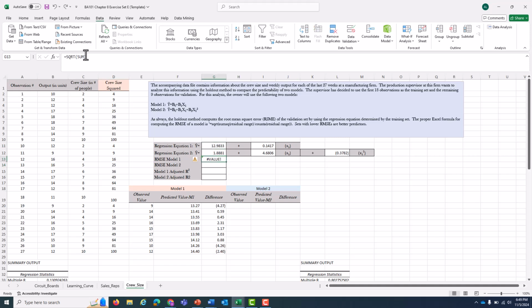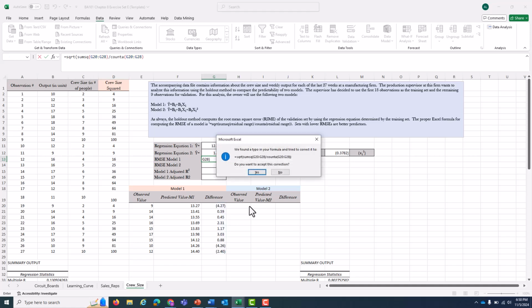There we go. Equals the square root, open a parenthesis, of SUMSQ times the range that we're trying to square and sum, which is the range from cell G20 all the way down to G28. Close that parenthesis. And then I'm going to divide by the count of what we have in there. I'm going to use the COUNTA function to do so. So the COUNTA of the same range.